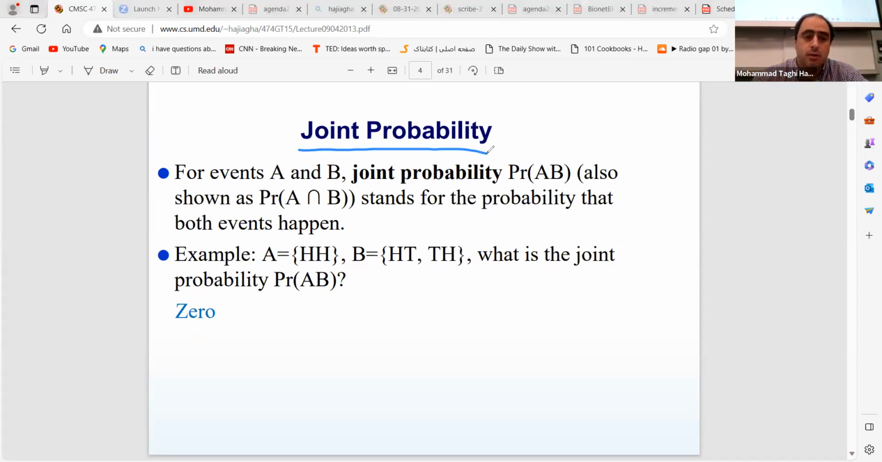Why joint probability? For events A and B, the joint probability of AB, generally, when we say AB, means something like multiplication. And multiplication generally means, in sets, intersection. So when we say probability AB here, we mean probability of A intersection B. It stands for the probability that both events happen at the same time. And this is very important.